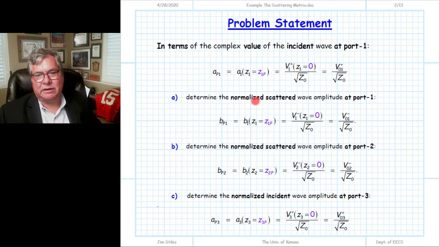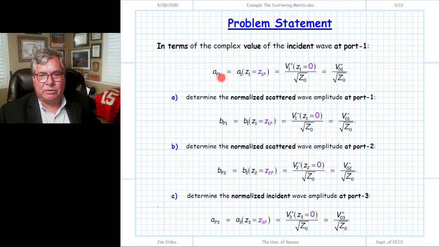Let's say we want to find, in terms of the complex value of the incident wave, the normalized wave amplitude at port 1. We know this is numerically equal to that normalized wave A1 evaluated at the port plane, which by definition is equal to this. And of course, since we're evaluating at Z1 equal to 0, this is what simplifies the math. We know that is by definition equal to V0 plus. So V0 plus divided by the square root of Z0 is the value of our normalized wave A that is incident on port 1.